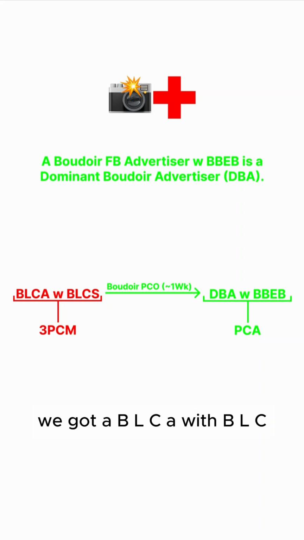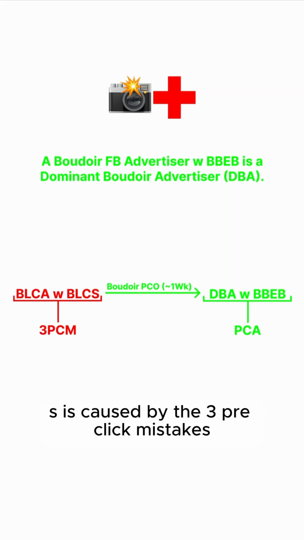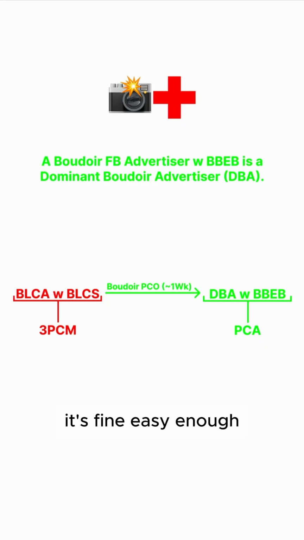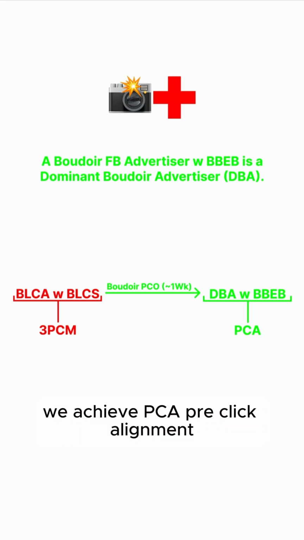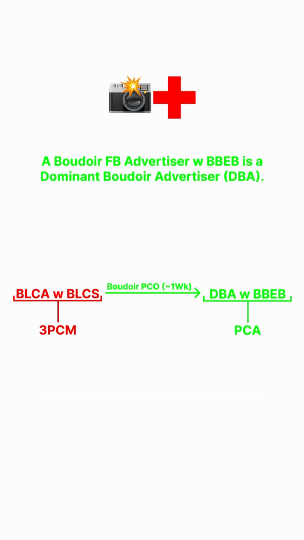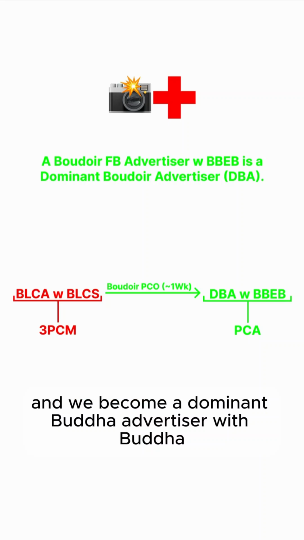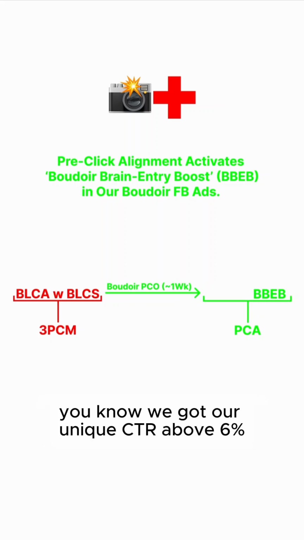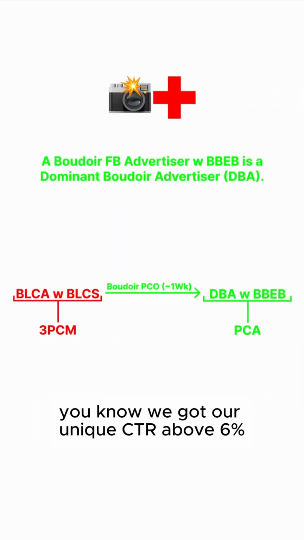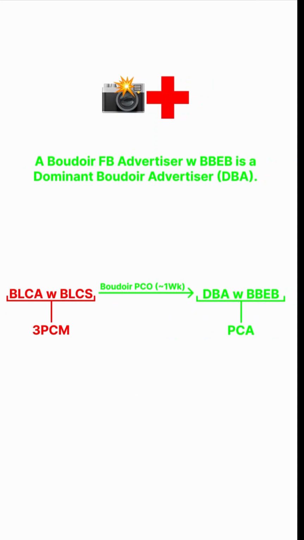We got a BLCA with BLCS caused by the 3 pre-click mistakes. It's fine, easy enough, treated with Boudoir Pico. Takes about a week. We achieve PCA, pre-click alignment, and we become a dominant Boudoir advertiser with Boudoir brain entry boost. And all that means is we got our unique CTR above 6%.